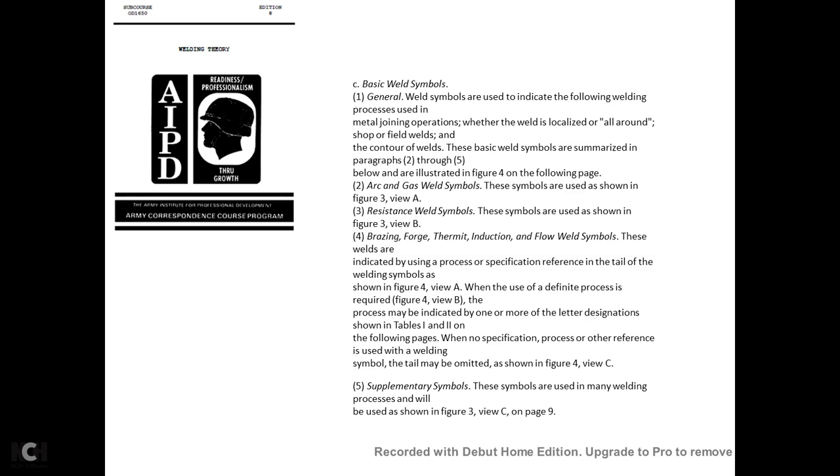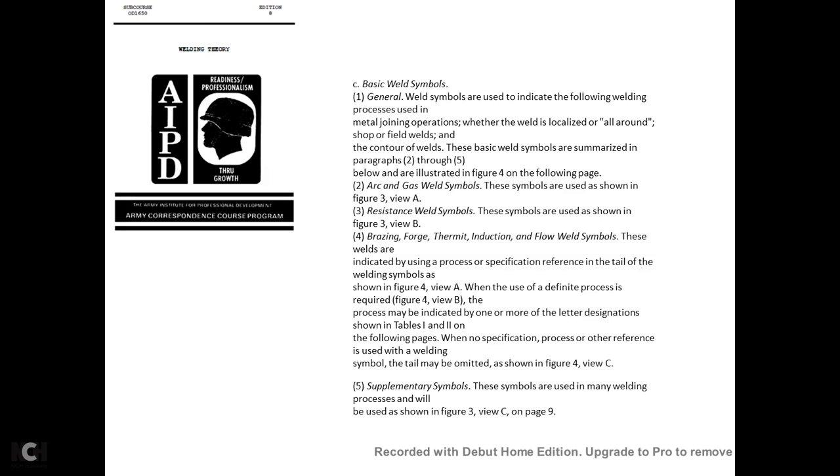Basic weld symbol. Generally, weld symbols are used to indicate the following welding processes used in the metal joining operation, where the weld is localized, all around, in the shop or in the field. The contour welds and the basic weld symbols are summarized in paragraphs 2 through 5 below and illustrated in Figure 4 on the following page.